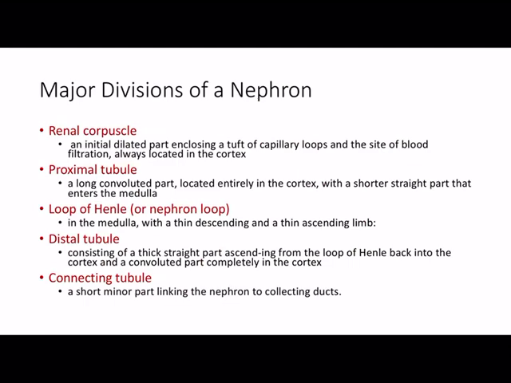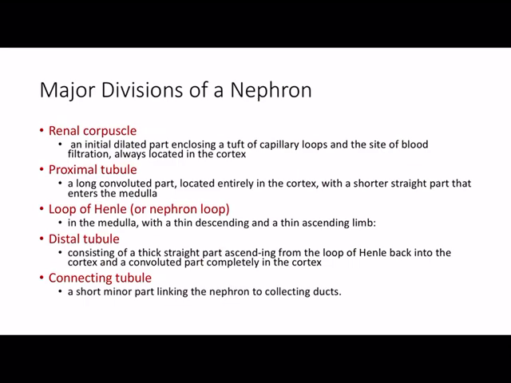A proximal tubule: this is a long convoluted part located entirely in the cortex, with a shorter straight part that enters the medulla. You have your loop of Henle, or your nephron loop, which is in the medulla with a thin descending and a thin ascending limb.